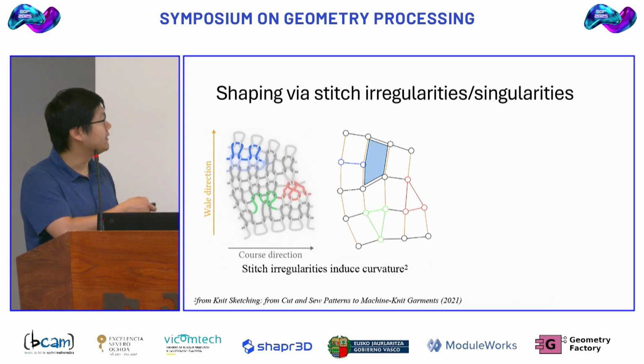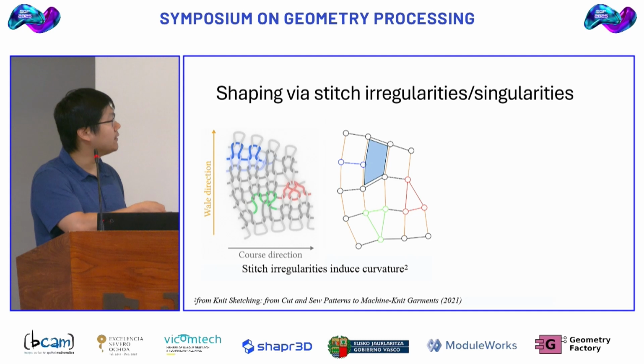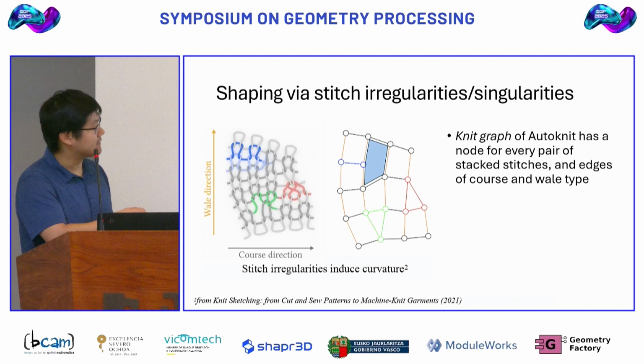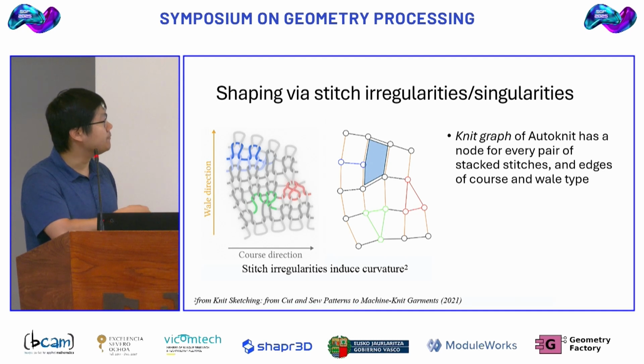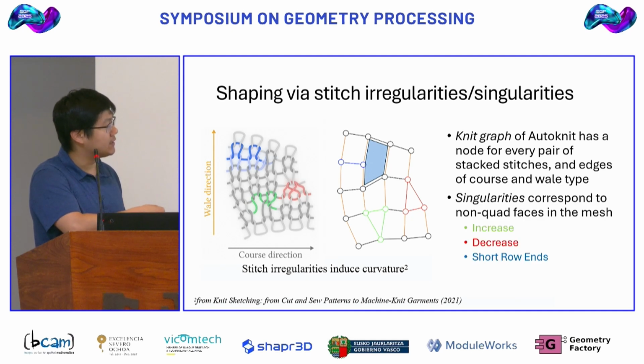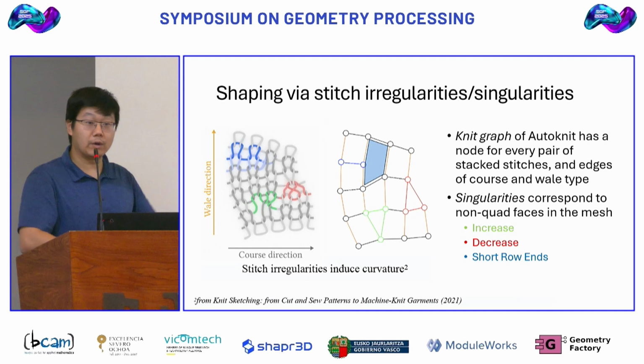So on the left here is just the detailed structure, and then on the right here is sort of the corresponding knit graph. We're using the knit graph of AutoKnit, so that's like the specific example that's here. You've got these coarse edges in black, which sort of join the stitches row-wise. And you've got these orange edges, these whale edges, which join the stitches column-wise. And here we have three kinds of irregularities. There are these two increase and decrease in green and red, respectively, and they're whale singularities.